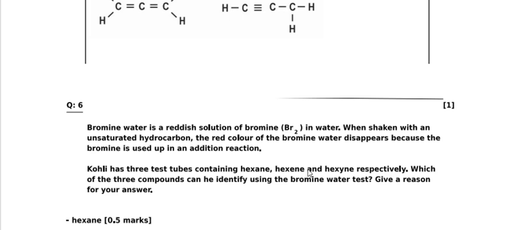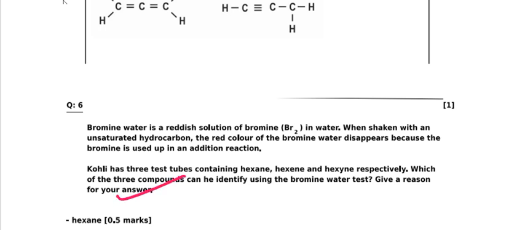The question number C here. Bromine water is a dilute solution of bromine in water. When shaken with an unsaturated hydrocarbon, the red color of the bromine water disappears because the bromine is used up in an addition reaction, right? So Kohli has three test tubes containing hexane, hexene and hexyne respectively. Which of the three compounds can be identified using the bromine water test? Give a reason for your answer.